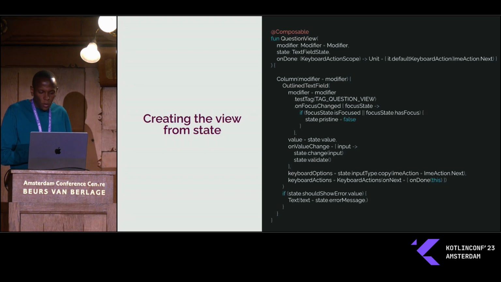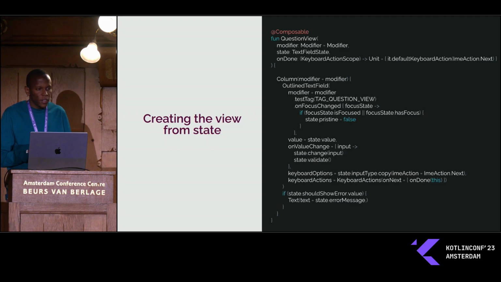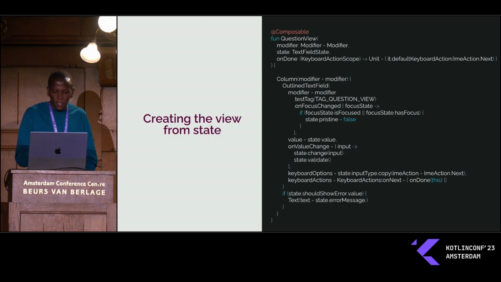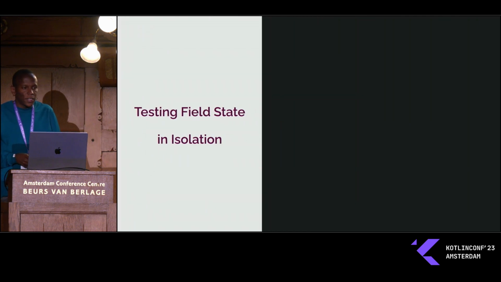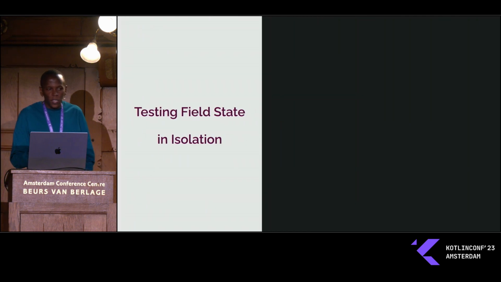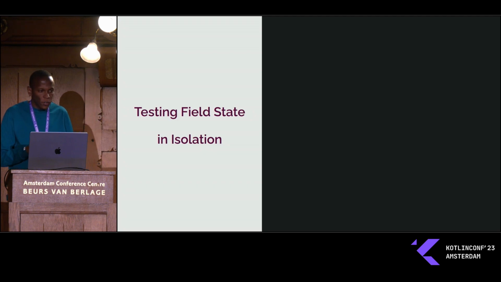We also have if conditions. So if the state says to show an error, we also check that and then display the error for the user. One thing that Compose really enables us to do is test a field state in isolation. As I've shown you how the simple state looks, we are able to test all these states in isolation.